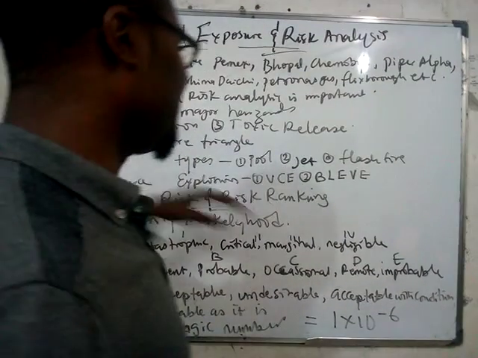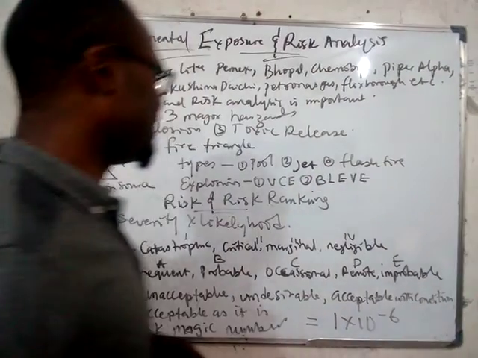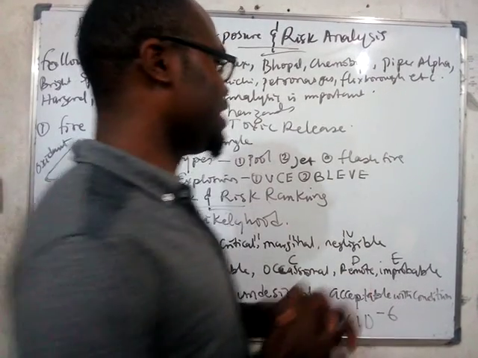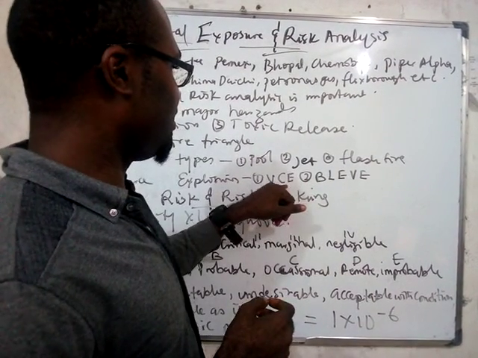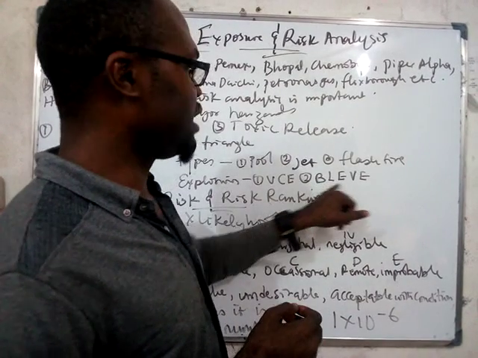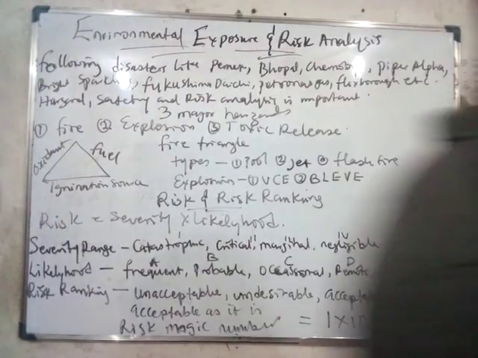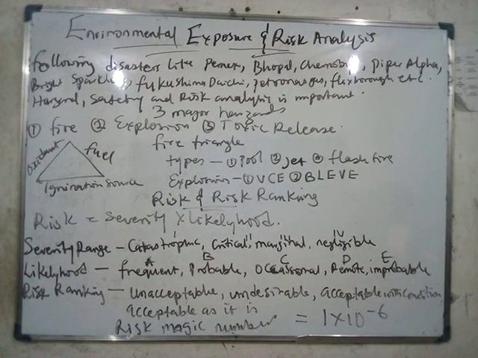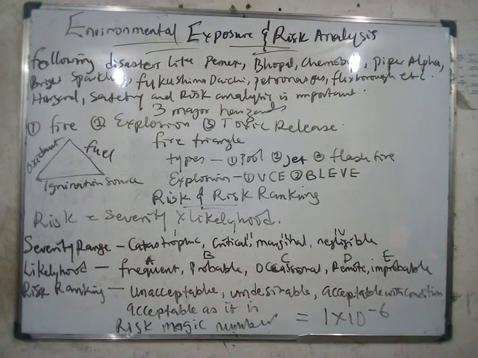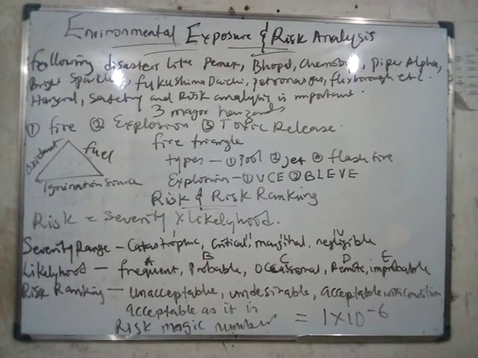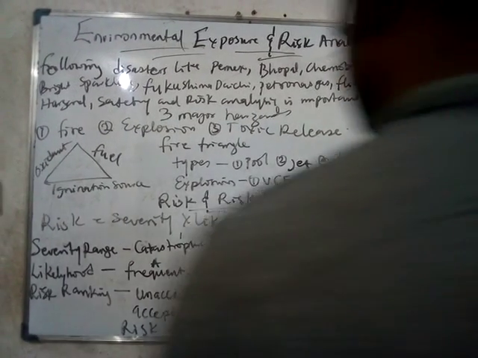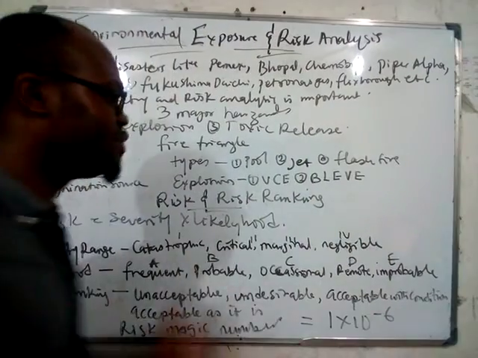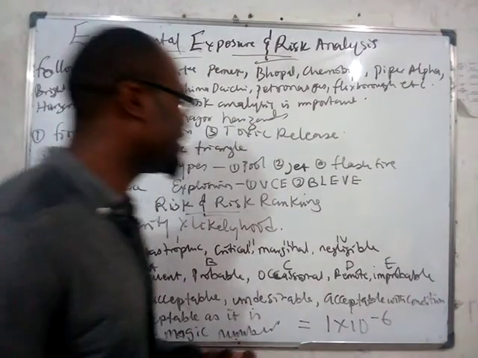Now we talk about explosion. There are two types of explosion. There's vapor cloud explosion, VCE, and another type of explosion known as BLEVE, boiling liquid expanding vapor explosion. Very important. Vapor cloud explosion and boiling liquid expanding vapor explosion. Two major types of explosion that are very important.